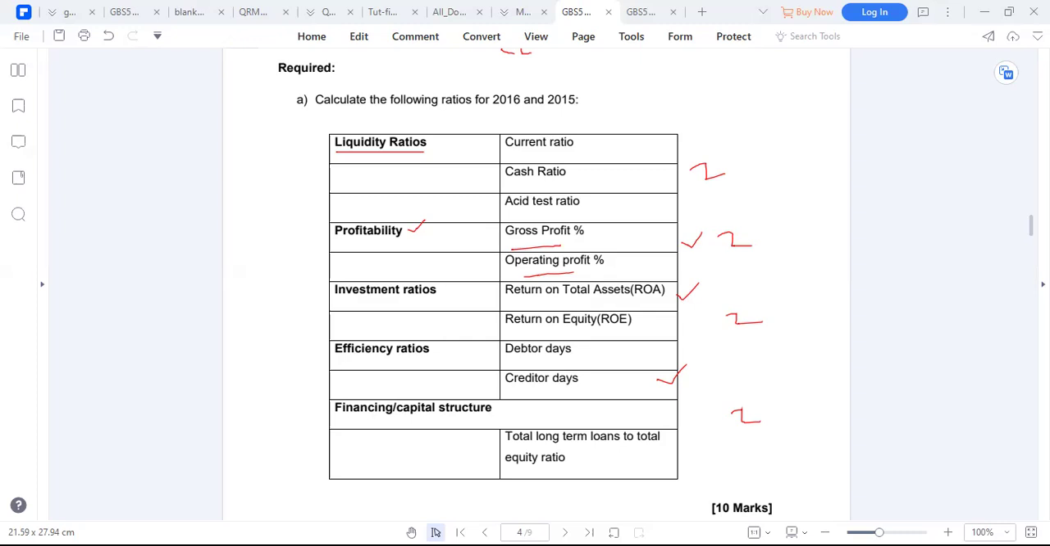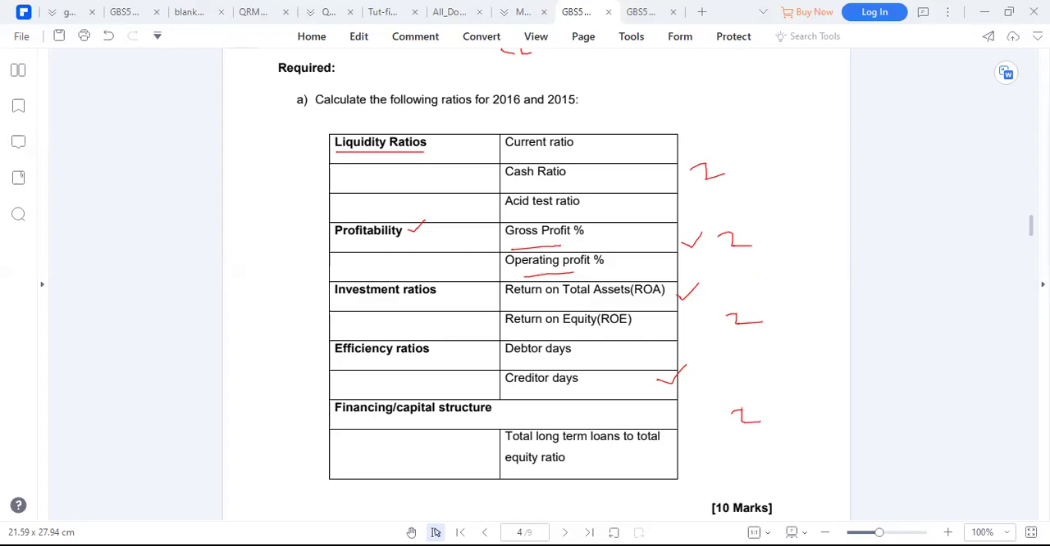So we're going to look at 2015, 2016 ratios. So which investment ratios are we looking at? We have return on assets and also return on equity. So we're looking at this picture here.